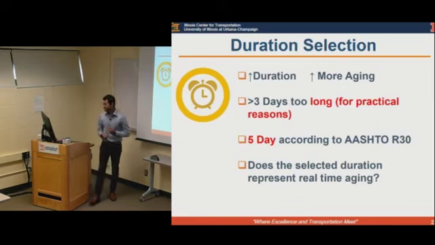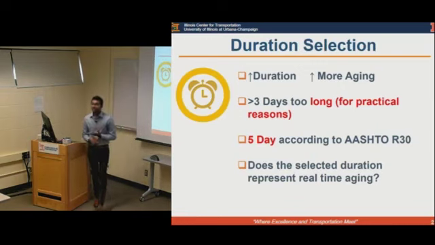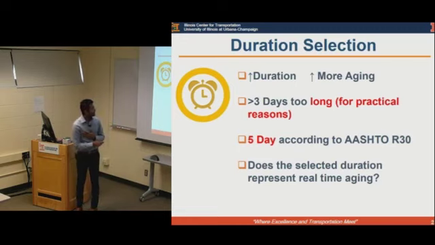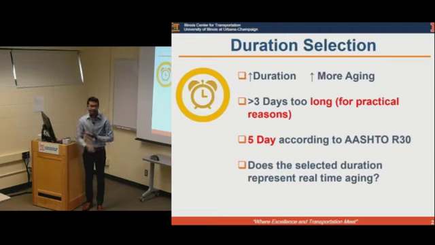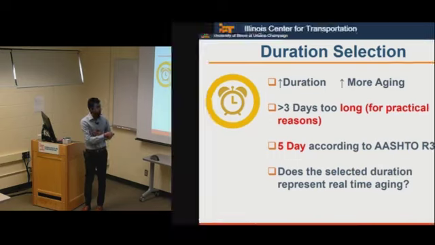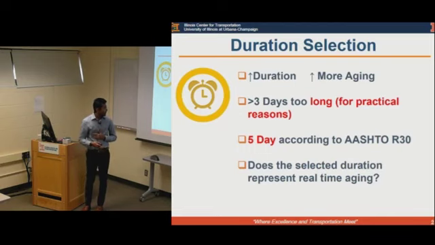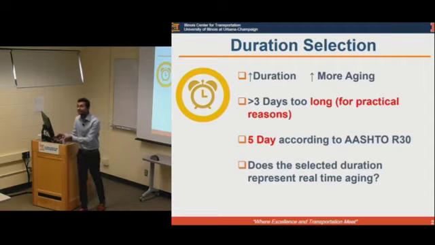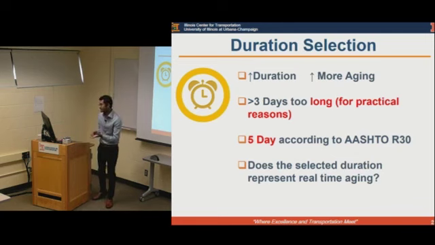As far as duration was concerned, the current ASTM procedure for long-term aging states 5-day aging at 85 degrees Celsius. Now 5 days is too long of a time, so we need to reduce that time. That's why reduced times like 1 day and 3 days were considered in this particular study, along with the current ASTM procedure. Now, the important question to ask is whether these selected durations and temperatures will actually relate to field aging or not, which is a big question that still needs to be answered.